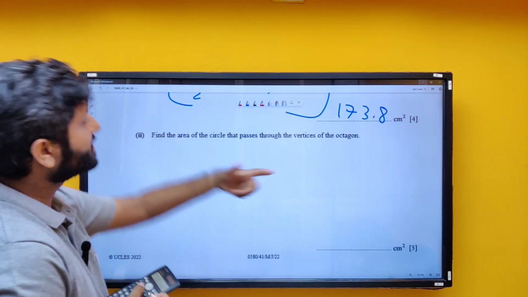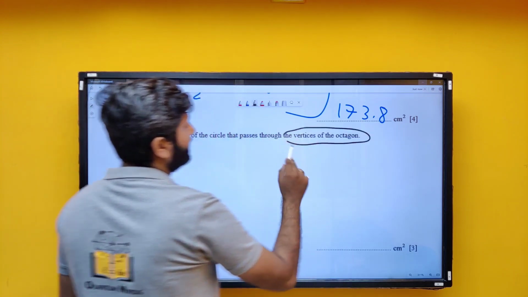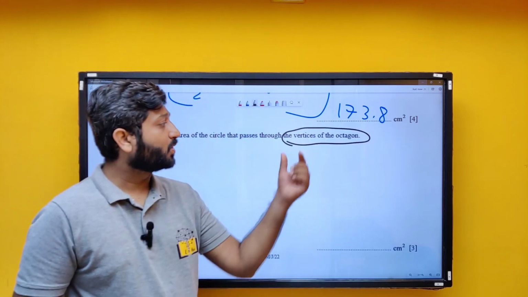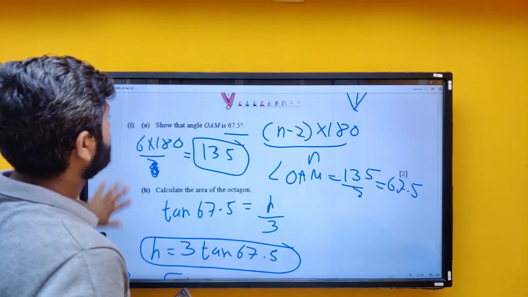Find the area of the circle that passes through the vertices of the octagon. So I think this is the circle.